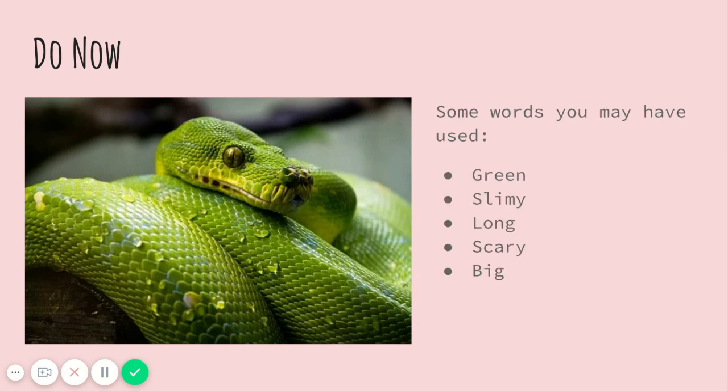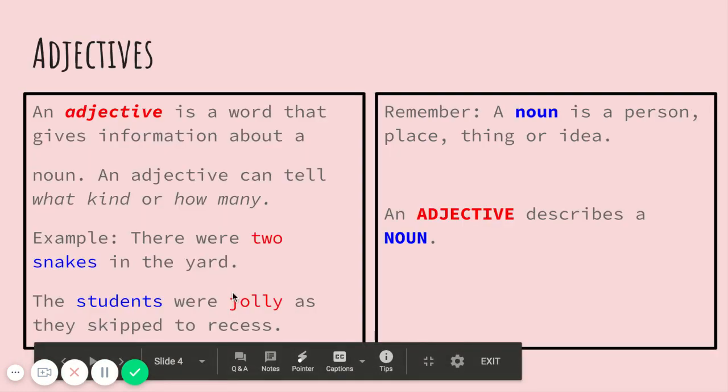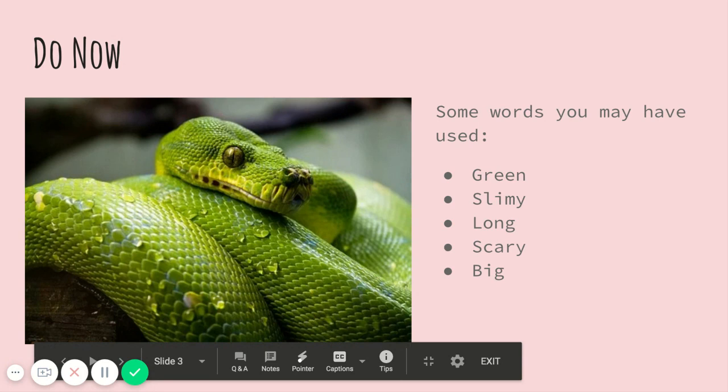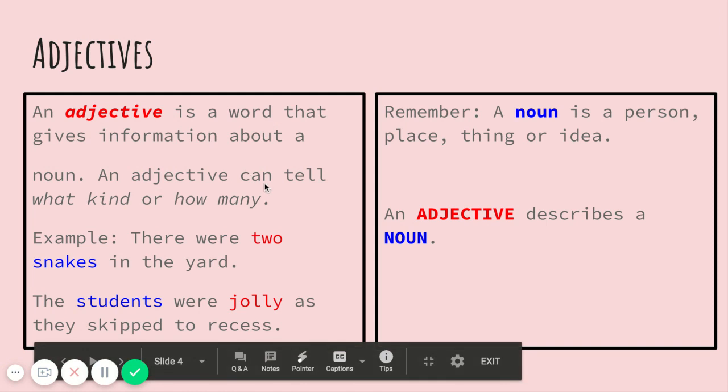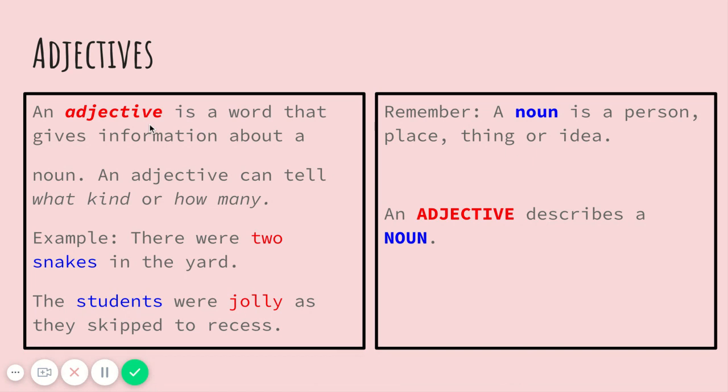Now, some words you might have used to describe this snake might be green or even yellow, if you see some yellow scales, slimy, long, scary, big. And whether you knew it or not, a lot of the words that you were coming up with now were adjectives. To give you a really simple definition, an adjective is a word that gives information about a noun. Now, from here on out, any adjectives on answer slides will be in red, and nouns will be in blue.